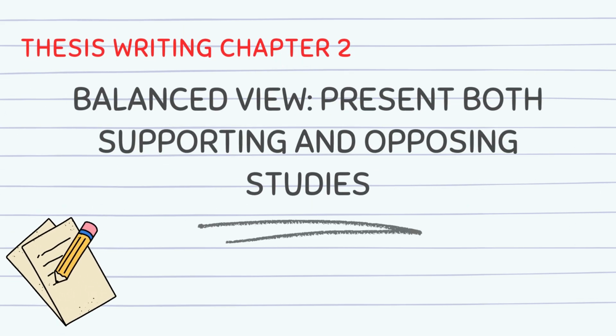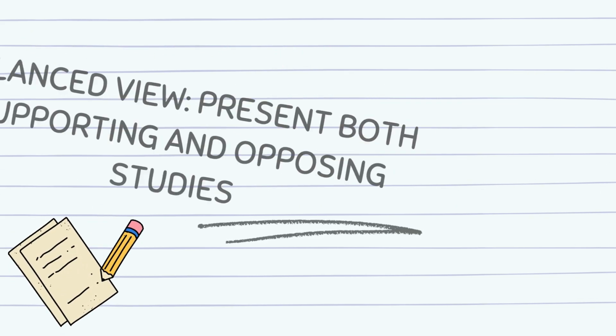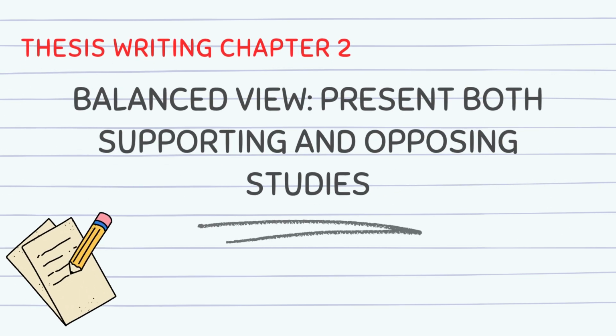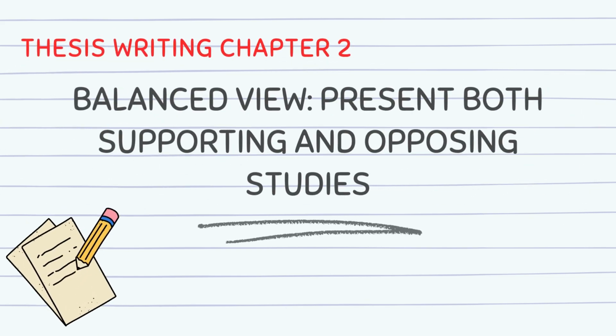Search widely across different databases and journals to avoid unintentional bias in study selection. Use keywords that reflect both positive and negative outcomes. For example, while searching for benefits of blended learning, also search for challenges of blended learning. Summarize contradictory results clearly within the same thematic section, using comparison tables if helpful.